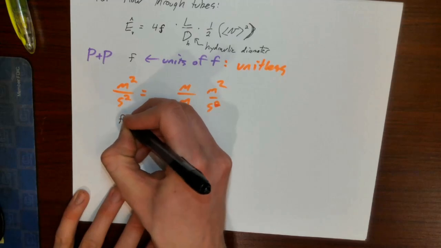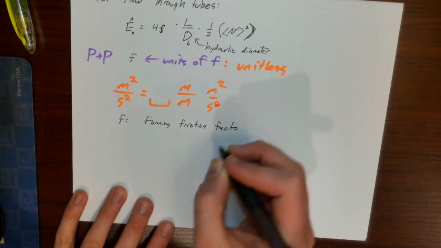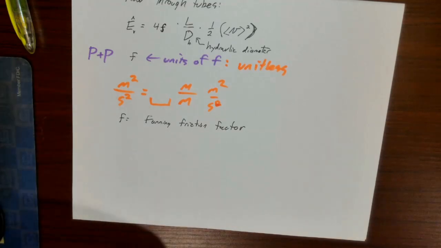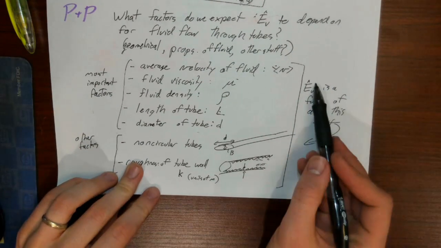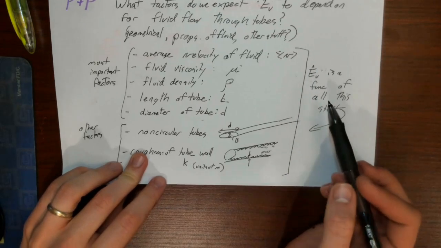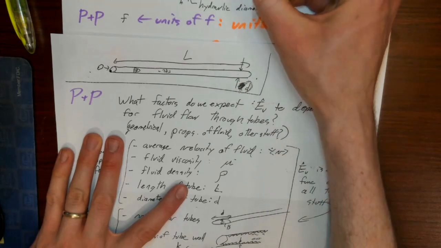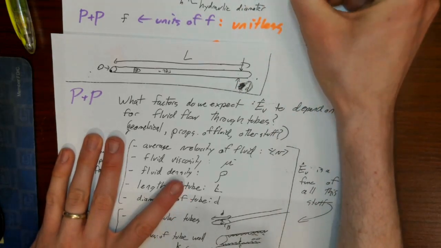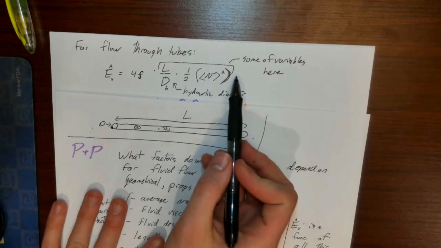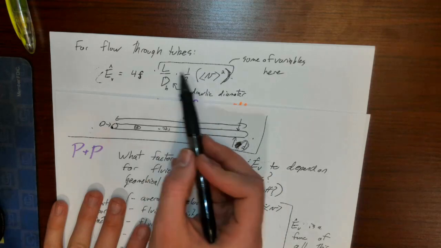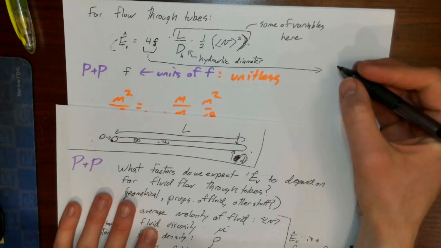And so what is f? It's called the Fanning friction factor. And what is the Fanning friction factor? How does it show up in all of our stuff? Well, it turns out this is a pretty messy function, because it's a function of all of these variables. So we basically include the dependence of some of the important variables here, we include the dependence of some of the viscous losses on some of the variables here, and f accounts for the dependence on the rest of the variables. So the rest of them make a behind the scenes appearance in here.